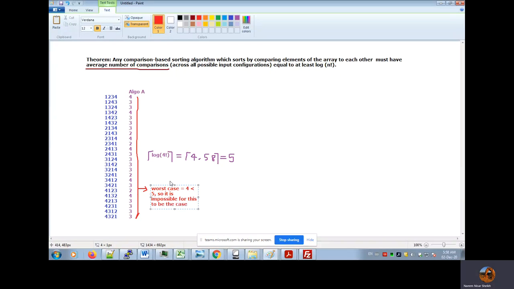Which means either this guy's algorithm doesn't work correctly, it doesn't sort every time correctly, it may not sort some of these inputs, or he has made a mistake in recording this. It's just not possible. Okay? That's what the worst case theorem tells us.